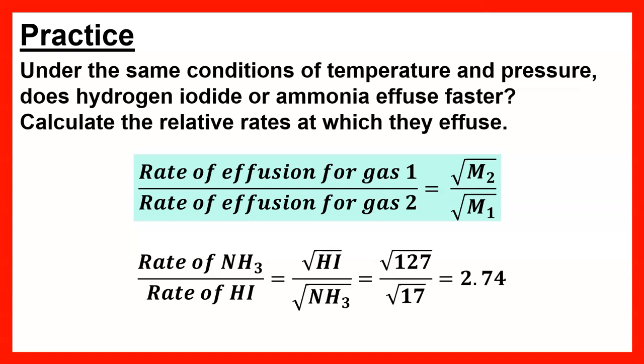It will fill that container, go through that tiny little pinprick, 2.74 times faster. So when they're asking for the relative rates, be careful, don't just give this number at the end, okay? Write a little sentence that says, NH3 is 2.74 times faster than HI. Once again, kind of like when we were doing atomic structure stuff, periodic trends, if they're asking you to compare two things, make sure you mention both substances. Don't just give a random number, okay?